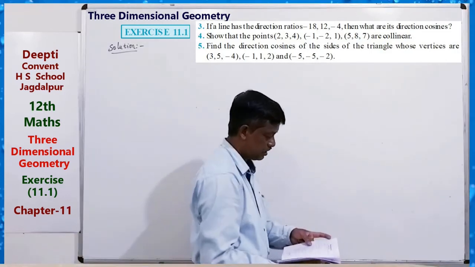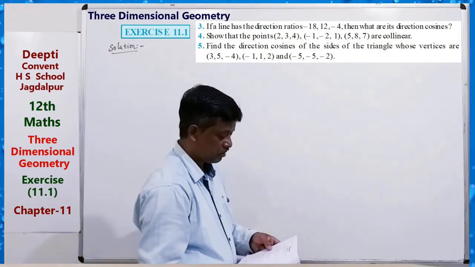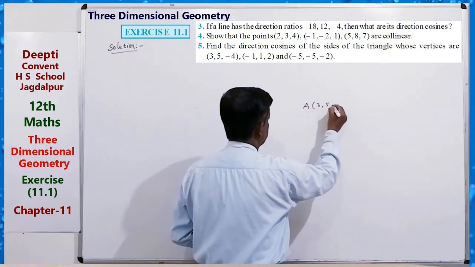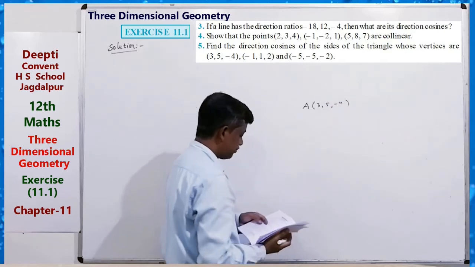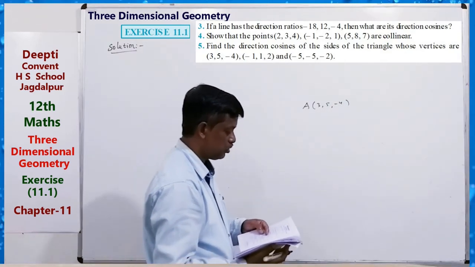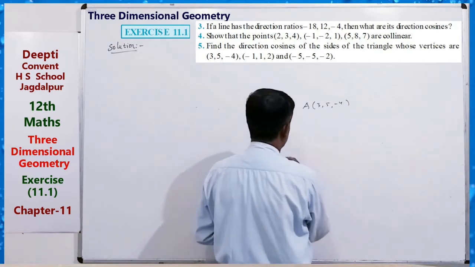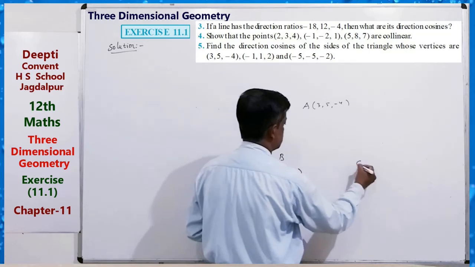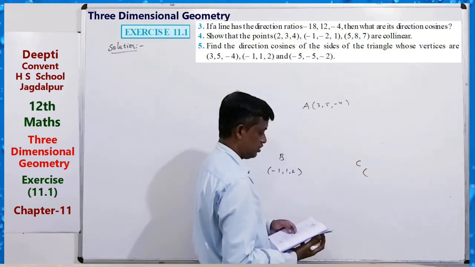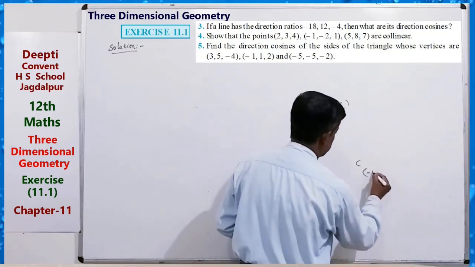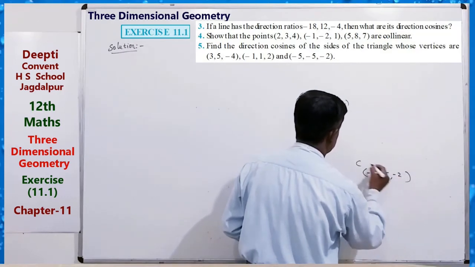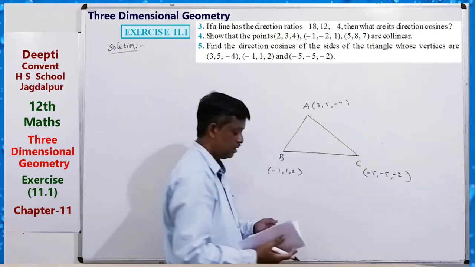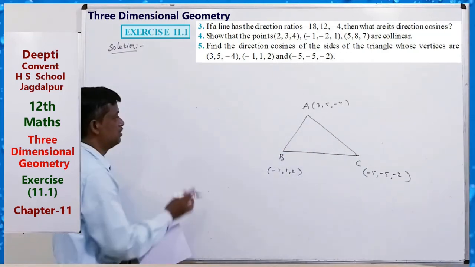Here three points are given. First A (3, 5, -4), second B (-1, 1, 2), and third C (-5, -5, -2). This is the triangle, and we have to find the direction cosines.